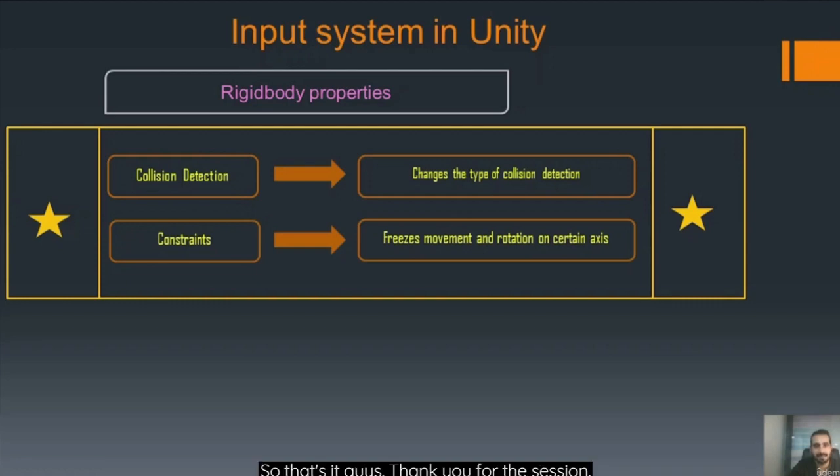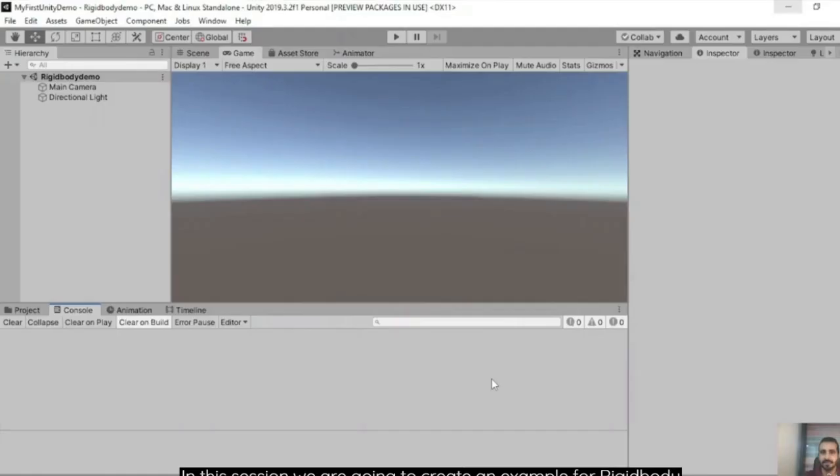So that's it, guys. Thank you for the session. We are going to create an example for Rigidbody. For demonstration purposes, we are going to create a 3D game object which is going to be a sphere, and we are going to apply Rigidbody to the sphere.